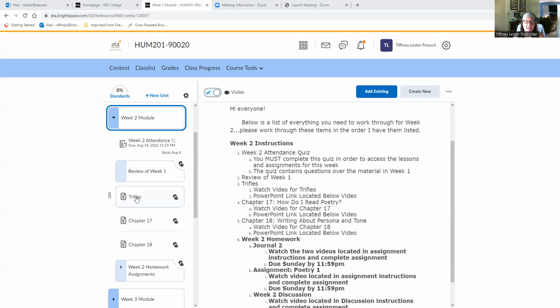And then you're going to see a lesson on Trifles. It is the follow-up to the play that you read for homework last week. So in that lesson, there'll be a PowerPoint, and I'll go through the PowerPoint with you and just hit the highlights of the play and just some of the information that you need to make sure that you understand as we move towards the drama and poetry exam in week 4.